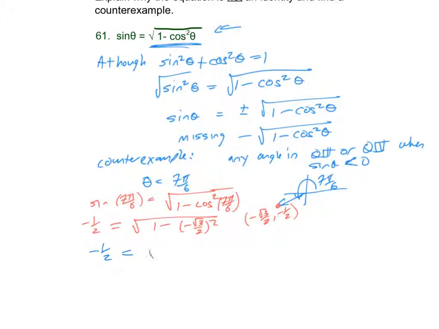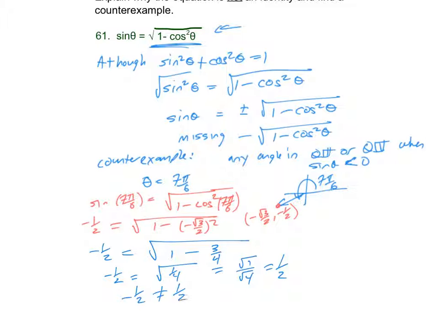We're going to see if that's equal to the square root of 1 minus negative radical 3 over 2 squared. Radical 3 squared is 3, 2 squared is 4, so that would be 3/4. So is negative 1/2 equal to the square root of 1/4? The square root of 1/4 is the square root of 1 over the square root of 4, which is 1/2. So negative 1/2 is not equal to 1/2. So this is a counterexample which disproves the identity.